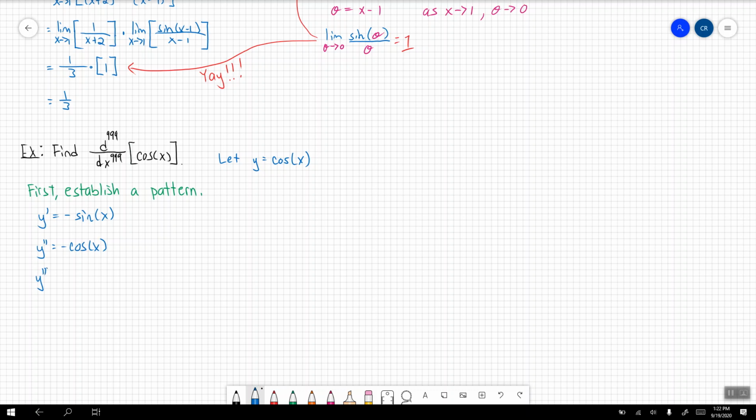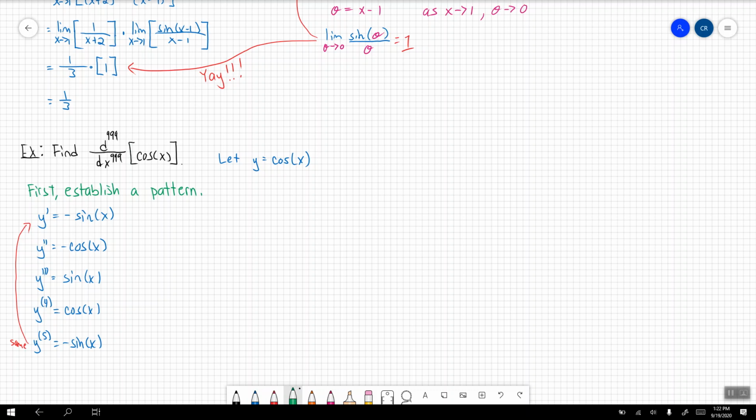Third derivative, y triple prime. The derivative of cosine is negative sine, but we have a negative, so it's going to be a positive sine. Finally, taking the fourth derivative will get us cosine of x. If we take the fifth derivative, this is going to be back at negative sine of x, which means it starts repeating. If I take the sixth derivative, it'll just repeat the second derivative.